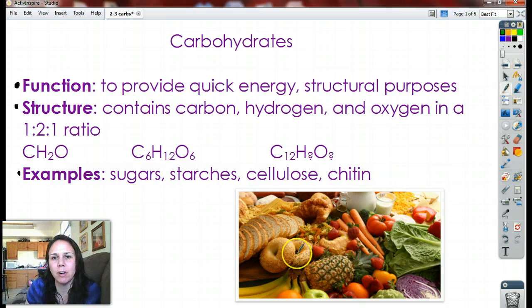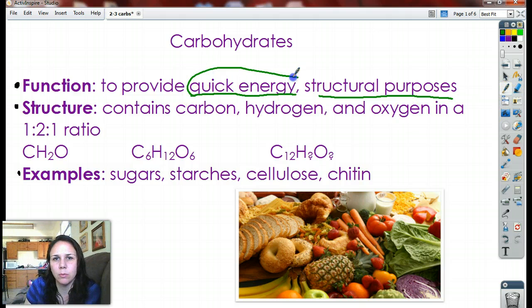The function is whenever I eat any of these yummy things, it's because I want quick energy. So quick energy is the main function of a carbohydrate. But it's also involved in structural purposes as well, so used as a building block for certain molecules in your body. But the main one, if you were to write it down, say on a quiz or something, quick energy would be the one you want to remember.